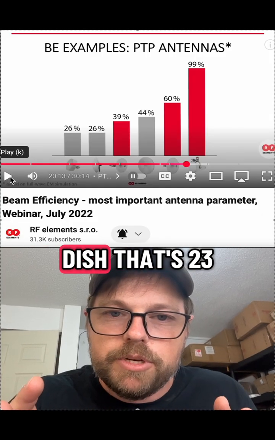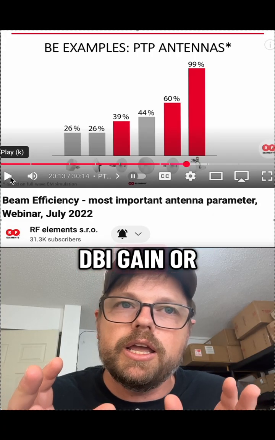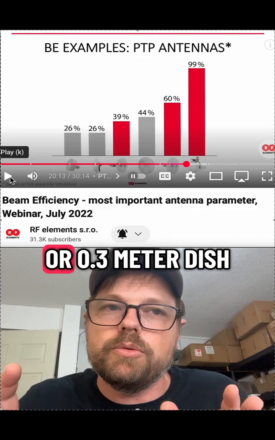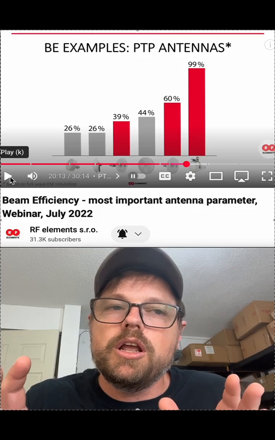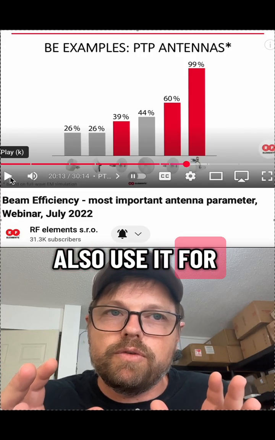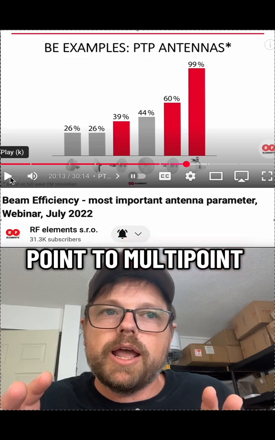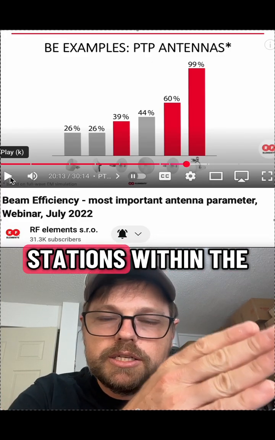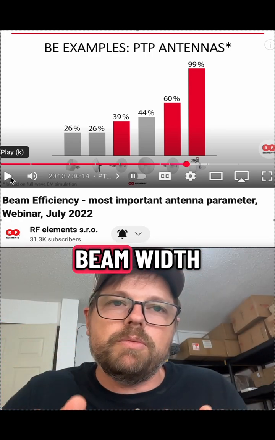So if you have a deep dish that's 23 dBi gain or 24 dBi gain, that's about a 1 foot dish or a 0.3 meter dish, then you can also use it for point-to-multipoint application. You just need to keep the stations within the beam width.